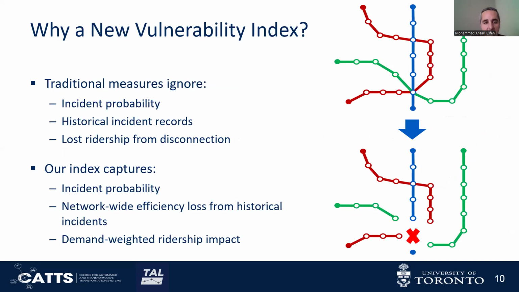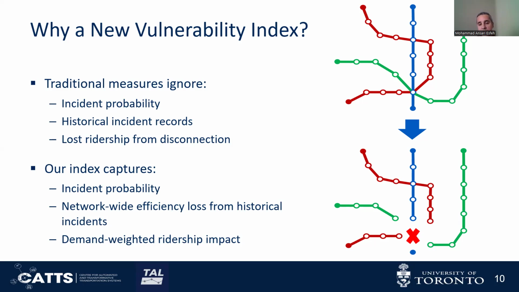Okay, so why do we need to propose a new vulnerability index instead of just relying on the existing measures? Traditional measures mainly focus on the network structure and the shortest path between the OD pairs in the network, but they usually ignore the probability of a station failure. They also ignore historical incident records. What they usually do is run a simulation, removing stations in the network one by one, and then measuring the impact to identify the most vulnerable stations. And finally, they don't account for the lost ridership from the disconnection of OD pairs in a network.